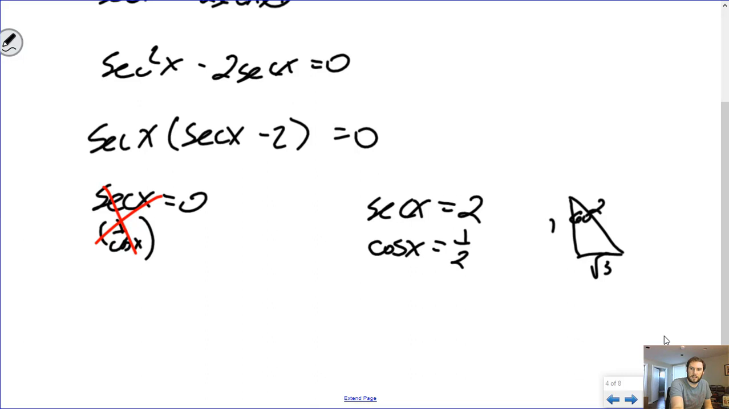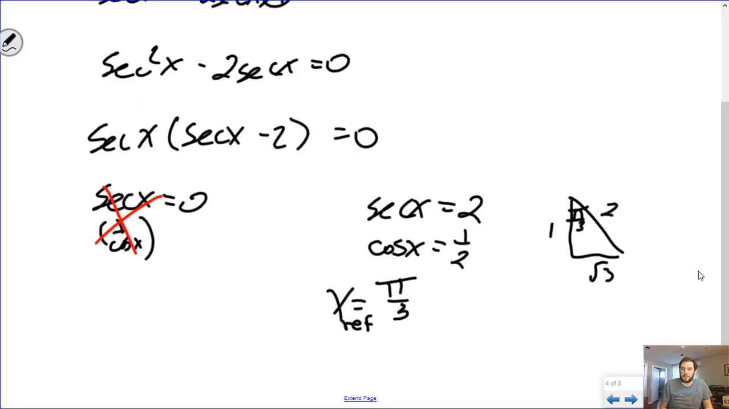Said I'd use radians and I didn't. 2, 1, root 3. So we're at pi over 3, right? So that means x is equal to pi over 3. But again, that's our reference angle.